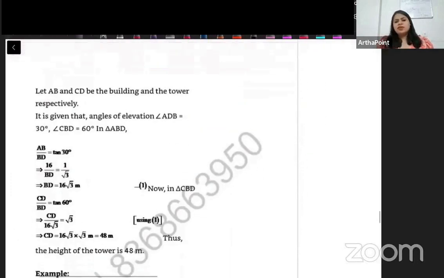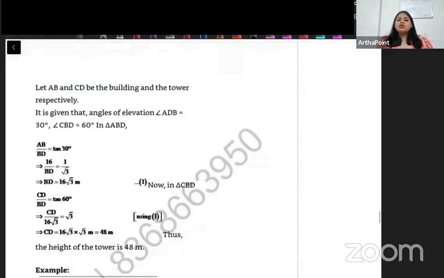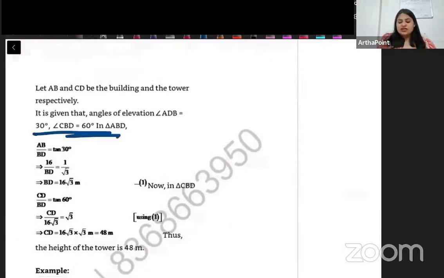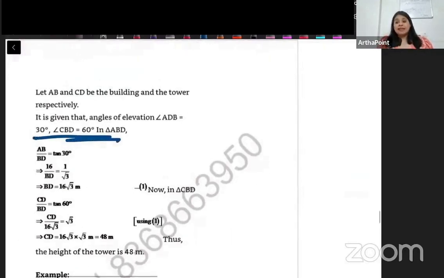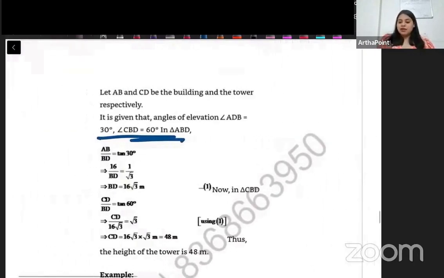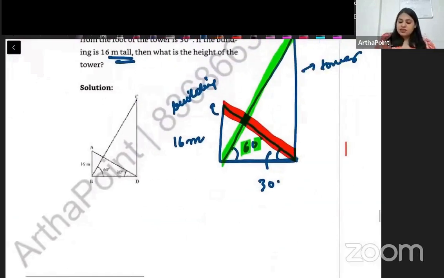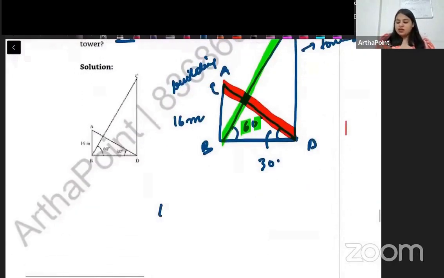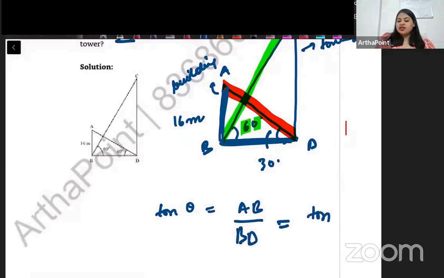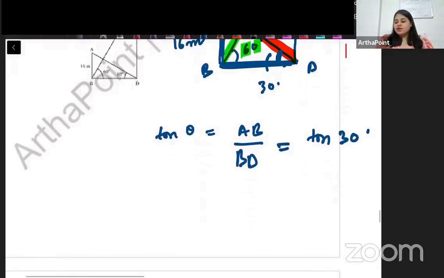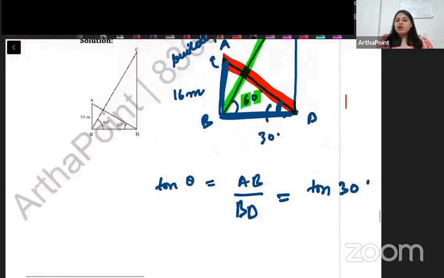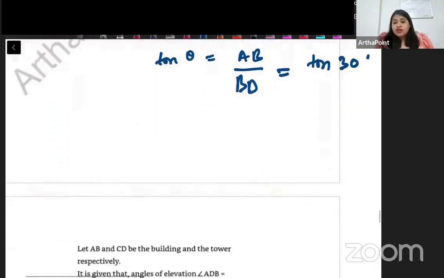So we will use simple trigonometry here. We are given these 60 and 30 degrees. So I will find tan theta. Tan theta will be AB by BD, if I name this AB, and D and C. So beta, tan theta will be AB by BD, and theta will be 30 degrees. So we know the value of tan 30, we know the value of AB, 16. Only BD we don't know, right? So we can find BD.